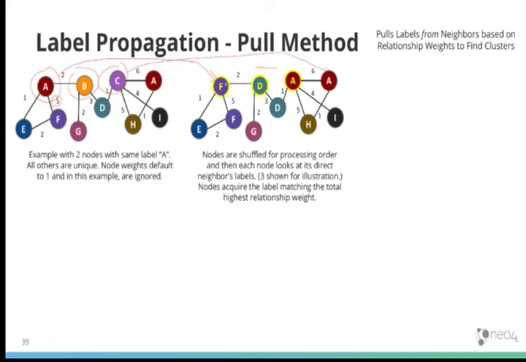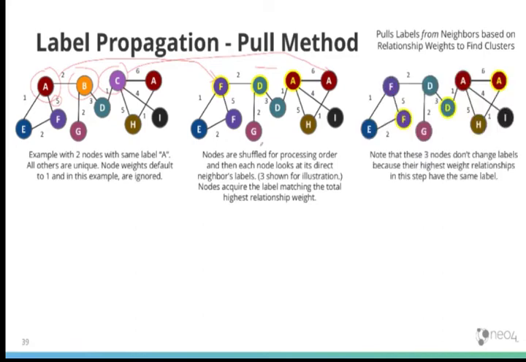Now, the maximum weight is calculated based on the weight of its neighbors, the relationship and the node, as I said. And if there are ties, the ties are broken uniformly and randomly. There will be times when a label is not updated because the neighbor with the maximum weight actually has the same label, and that's what we've shown here. In this case, F stayed F because the highest weighted relationship was with a node with the same label. And this is how the solutions begin to converge.